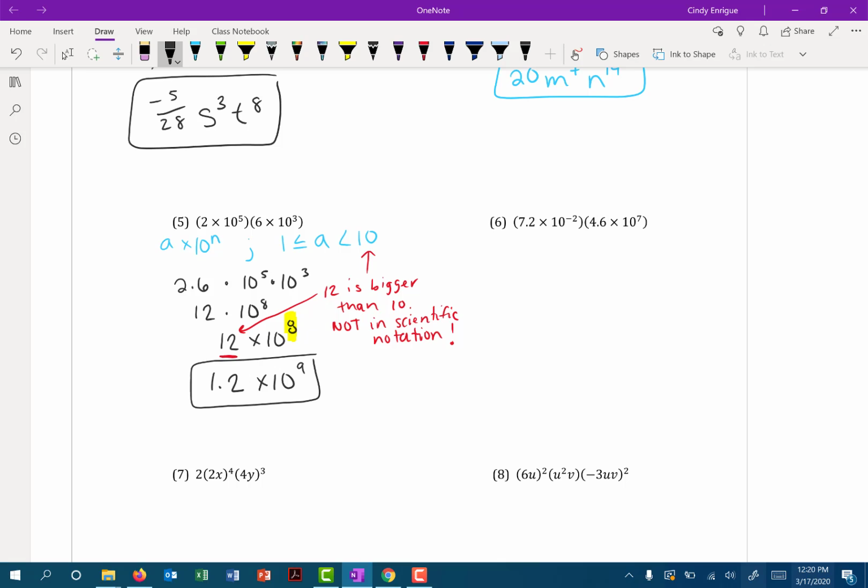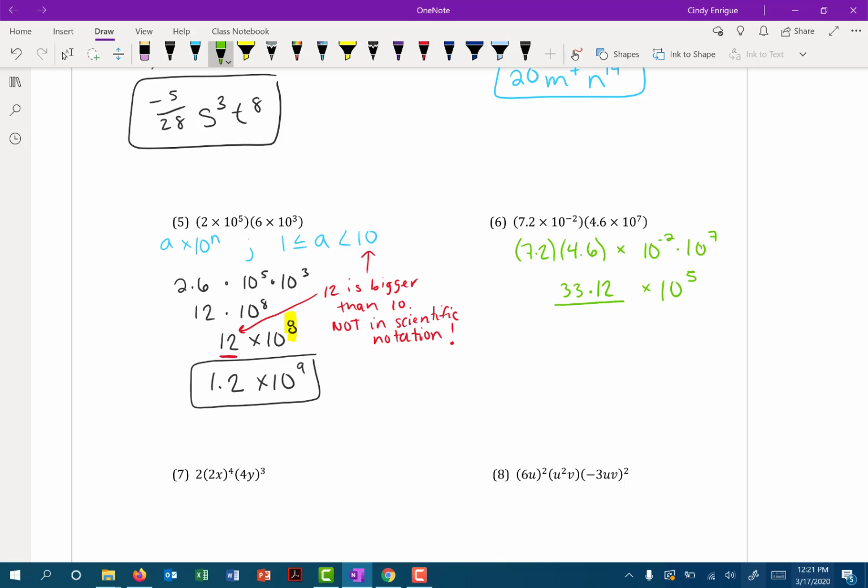So let's see if we can think about that again using problem number 6. I'm going to rewrite it. So I have 7.2 being multiplied by 4.6, and I have 10 to the negative 2 and 10 to the positive 7. So 7.2 times 4.6 gives me 33.12. And now I have 10 to the 7 and negative 2, which is going to give me 5. But here, this 33.12 is too big.